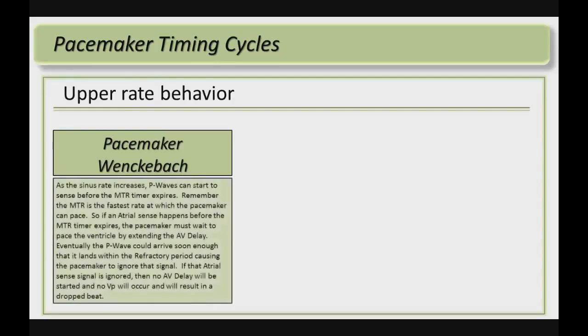Pacemaker Wenckebach. As the sinus rate increases, P waves can start to sense before the maximum track rate timer expires. Remember, the maximum track rate is the fastest rate at which the pacemaker can pace. So if an atrial sense happens before the maximum track rate timer expires, the pacemaker must wait to pace the ventricle by extending the AV delay. Eventually, the P wave could arrive soon enough that it lands within the refractory period, causing the pacemaker to ignore that signal. If the atrial sense signal is ignored, then no AV delay will be started and no ventricular pace will occur, and this will result in a dropped beat.